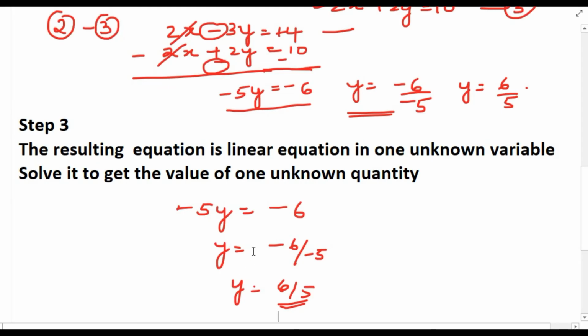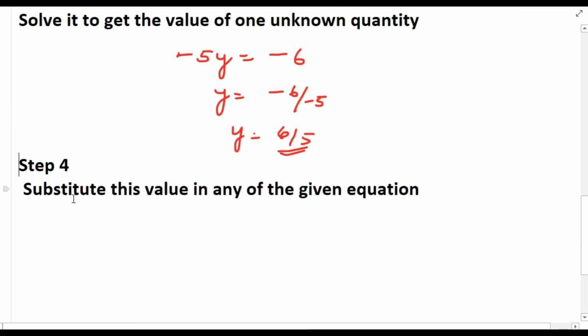Now let's see what step 4 is. Step 4 is to substitute this value in any of the given equations. So we have y equal to 6 by 5.